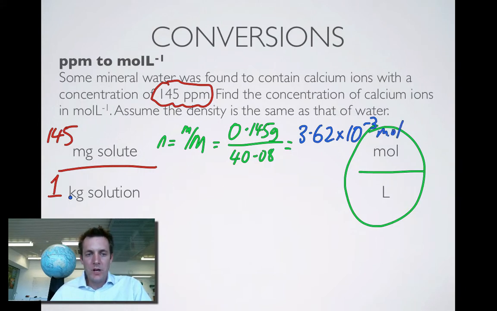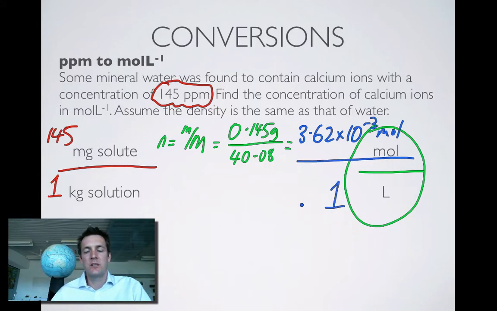How do I know there's 1 kilogram of solution? Well, I don't really. It's just that I decided that if I had 145 parts per million, that means I've got 145 milligrams in every 1 kilogram. So can I turn that into litres? Well, yes, because I know the density is the same as that of water. Water weighs 1 gram for every millilitre, or in other words, 1 kilogram for every litre. So I know that 1 kilogram is equal to 1 litre, and if I divide 3.62 times 10 to the minus 3 by 1, of course I find that that is 3.62 times 10 to the minus 3 moles per litre.